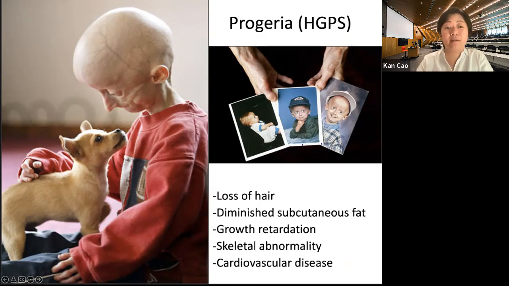The other noticeable phenotypes they have are alopecia and diminished subcutaneous fat. They have severe growth retardation, I already mentioned, and they show severe skeletal abnormalities and usually die, unfortunately, very early in their middle teens due to cardiovascular disease.